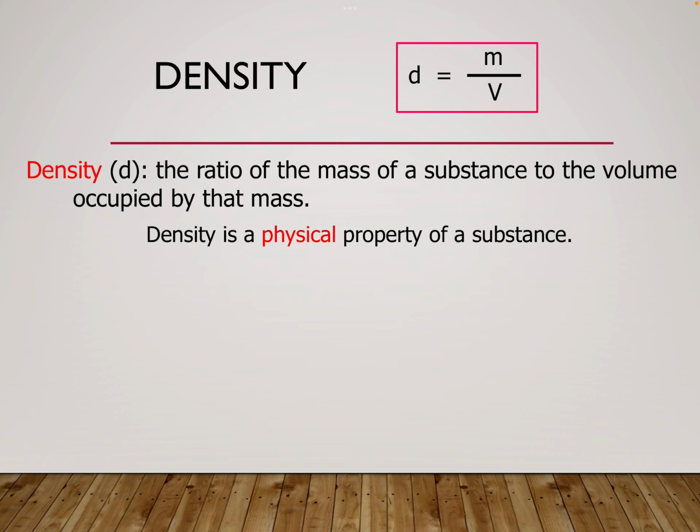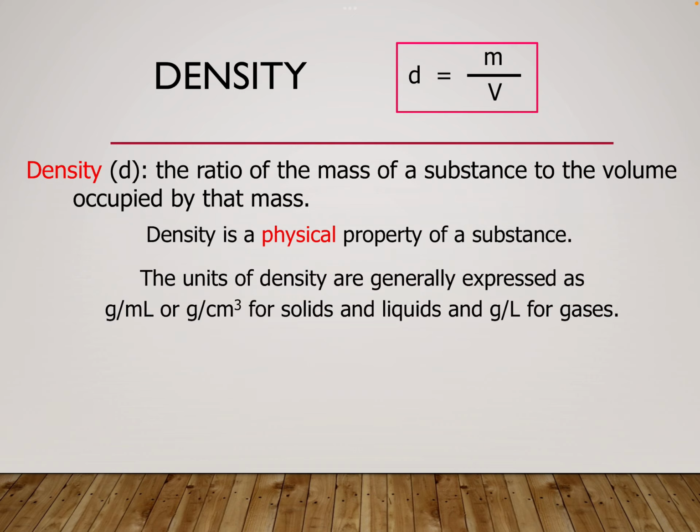These are properties of substances that can be measured without altering the substance. So we can easily measure the density of substances just by taking the mass and the volume and dividing them. We'll actually do this in a lab, so you'll get some practice doing density.